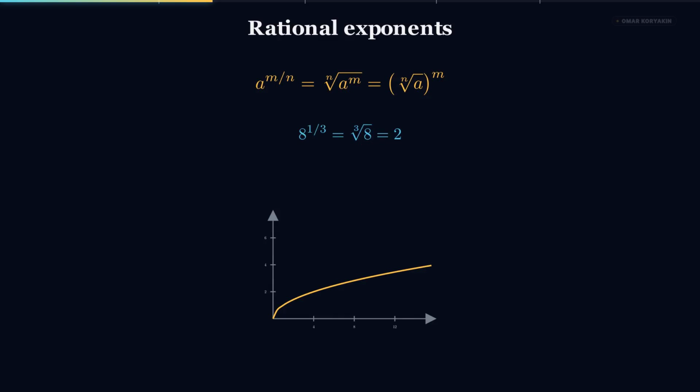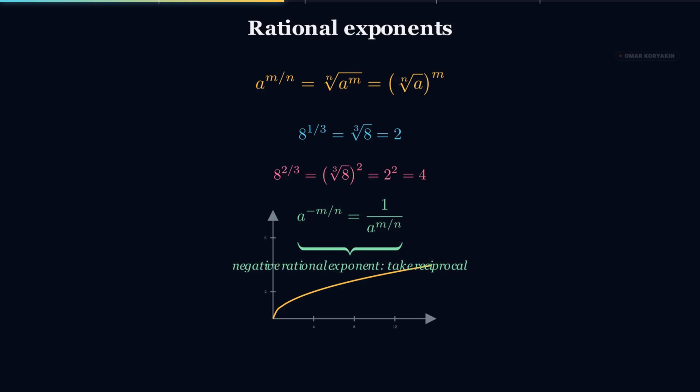Quick example. 8 to the 1/3 equals the cube root of 8, which equals 2. The numerator 1 means the first power, so we are not raising the result to anything more. Bigger example. 8 to the 2/3 equals the cube root of 8, then squared. Cube root of 8 is 2, 2 squared is 4. Always take the root first when the radicand makes the root come out clean.